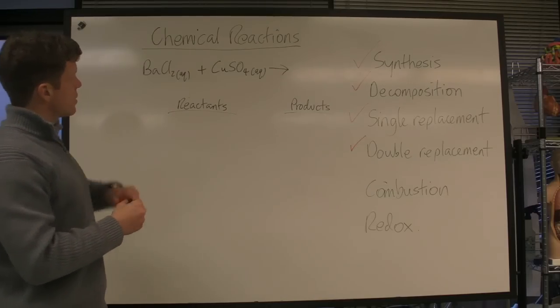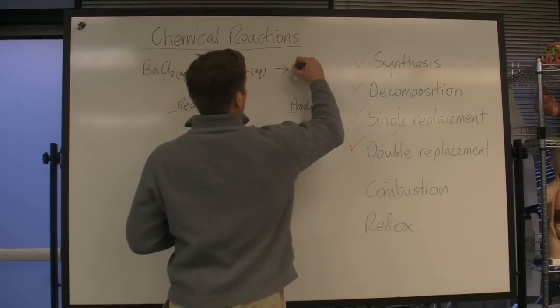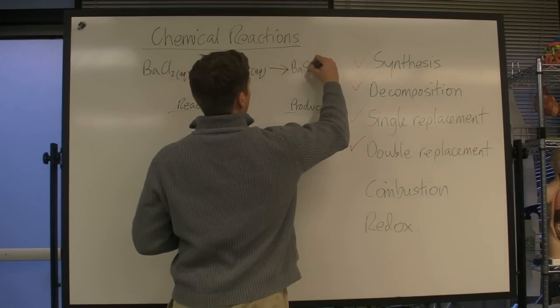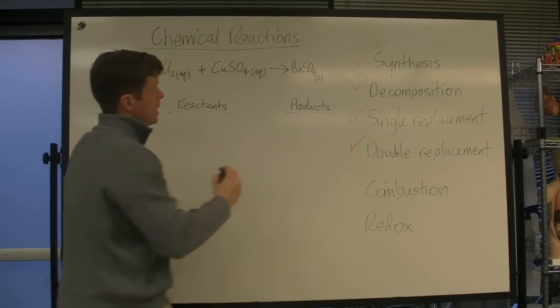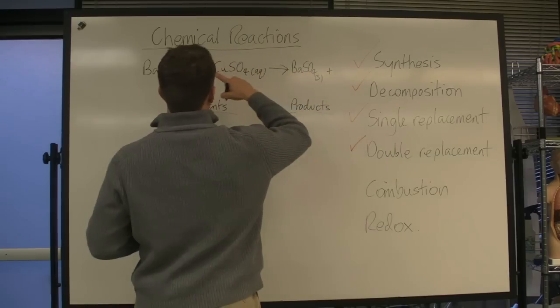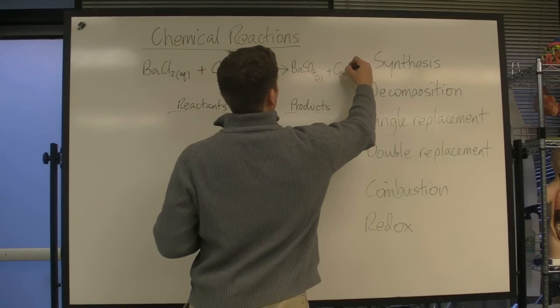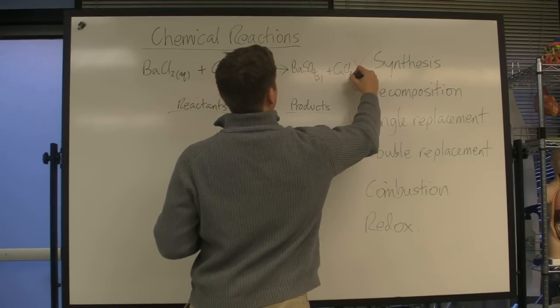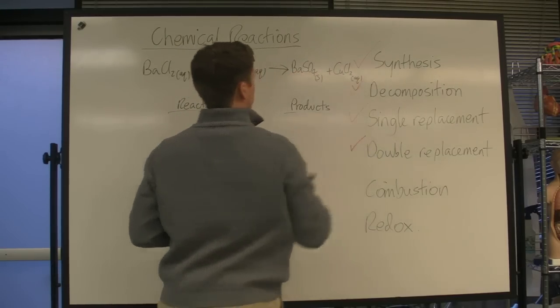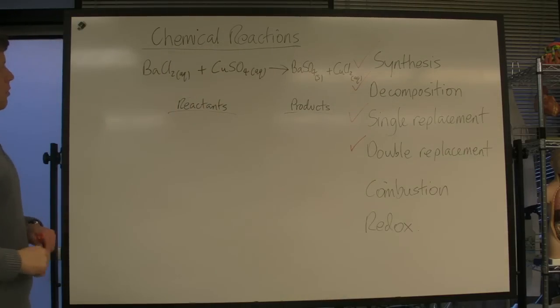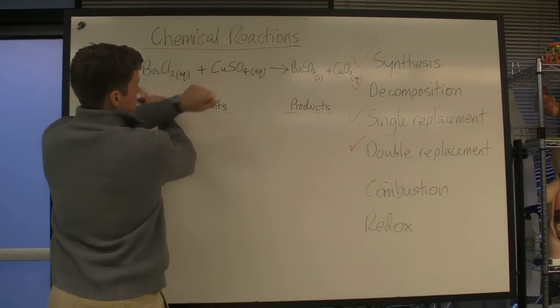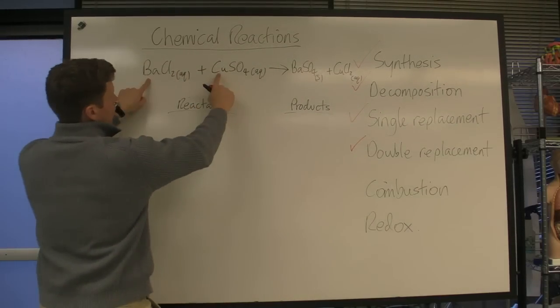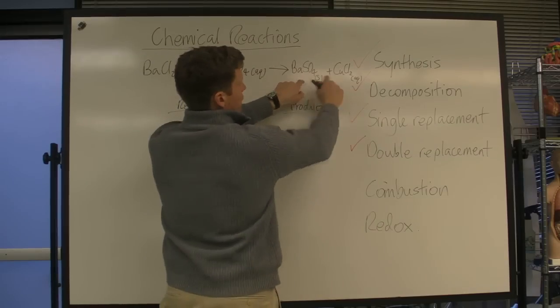So then on the other side of this equation, we're going to get barium sulfate, and that's a solid because it forms that white precipitate. And then we also get copper chloride. I'm running out of room, but that's okay. So a double replacement. So in this case, the cations have switched places. So barium chloride and copper sulfate went to barium sulfate and copper chloride.